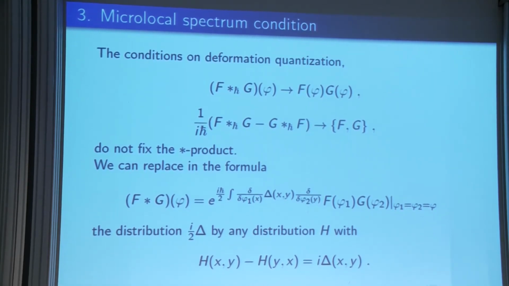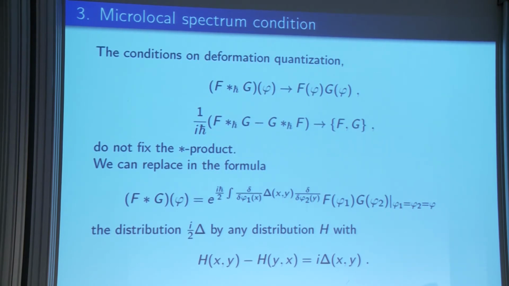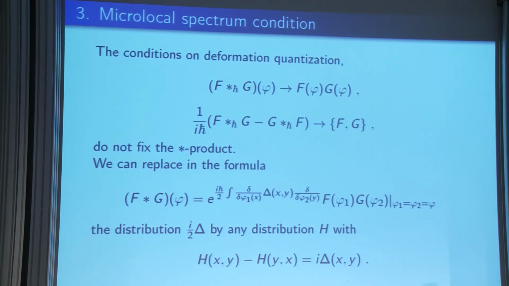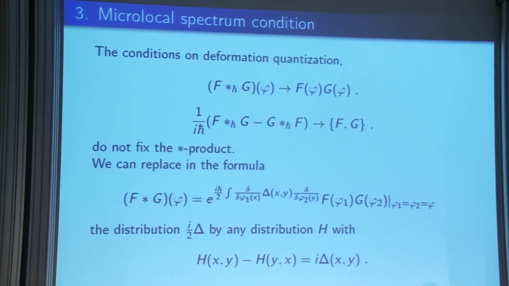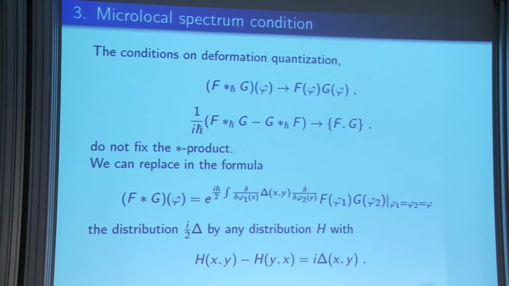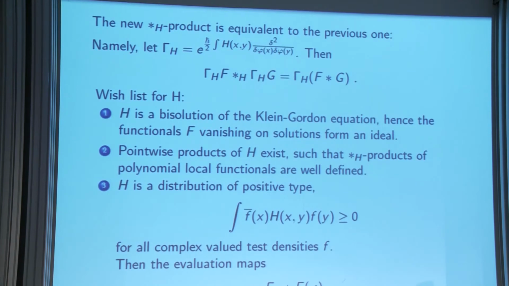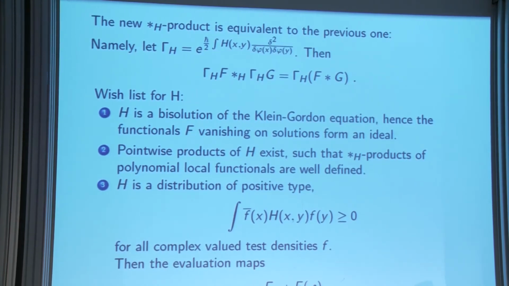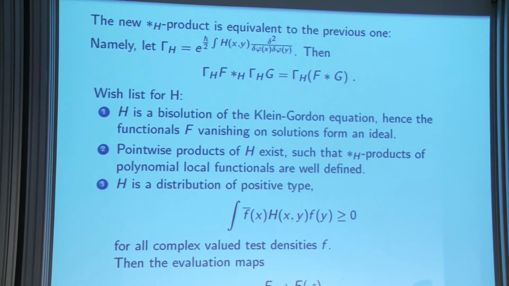And we can also do this in this more abstract framework, namely we use the fact that this condition on deformation quantization does not fix the star product. We can replace the commutator function in this exponent by any distribution H whose antisymmetric part is I times the commutator function, because only the antisymmetric part is tested in the commutator. And if we do this, then we get a star product, which is called here on the slides the star H product, which is equivalent to the previous one.